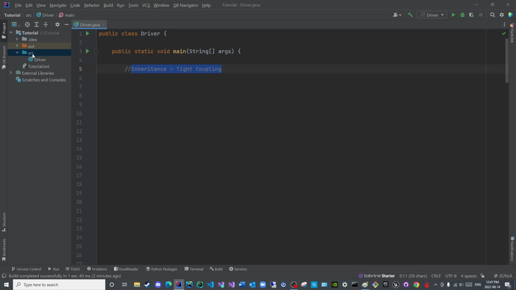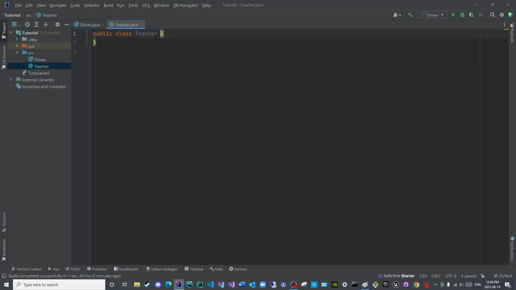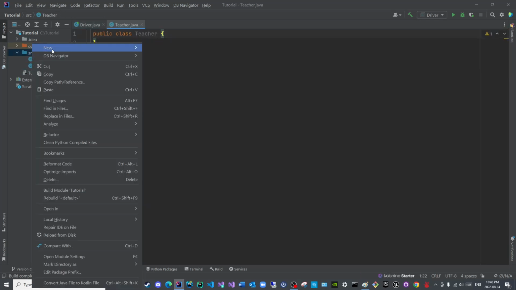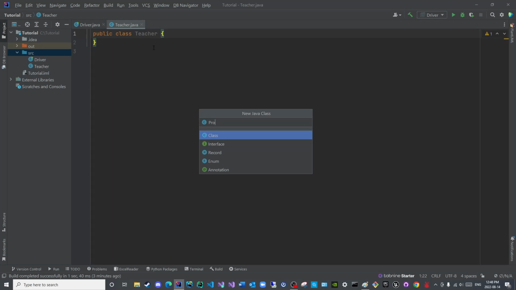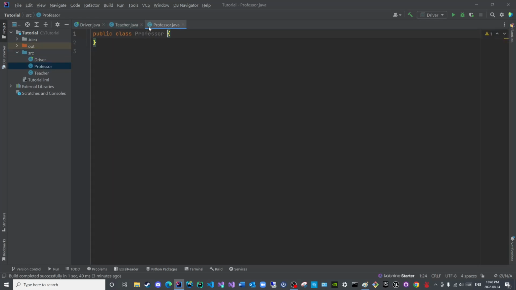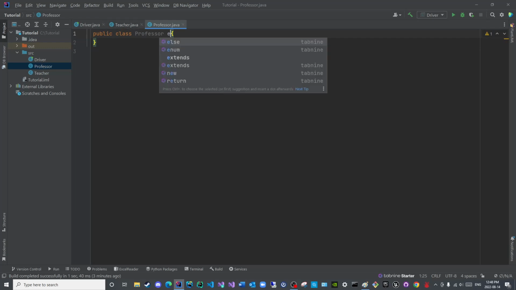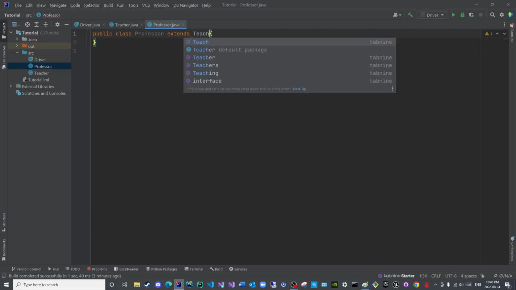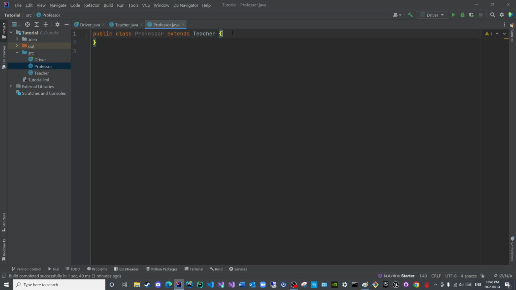Now, briefly and quickly, I will create two classes. One will be the superclass, and the other will be the subclass. Since all professors are teachers, but not all teachers are professors, the professor here will be the subclass.